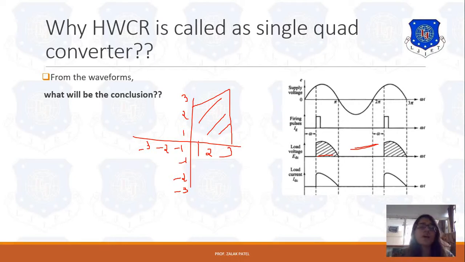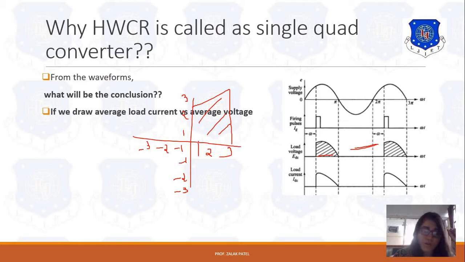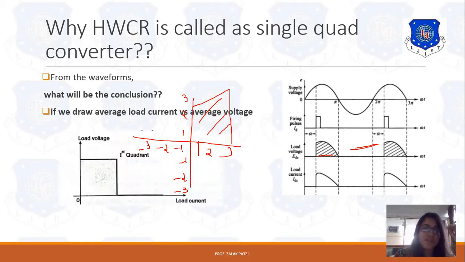there. So the conclusion is for positive and 0 value, it will operate only in the first quadrant. So that's why the graph will be like this, load voltage versus load current in the first quadrant. So that's why HWCR is also called a single quadrant converter. This question can also be asked for 3 marks as an individual question.